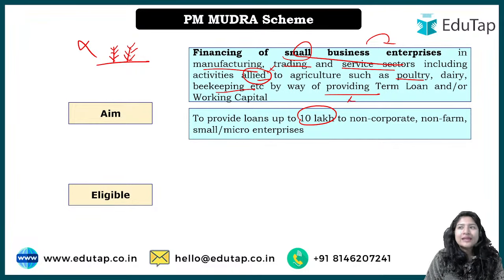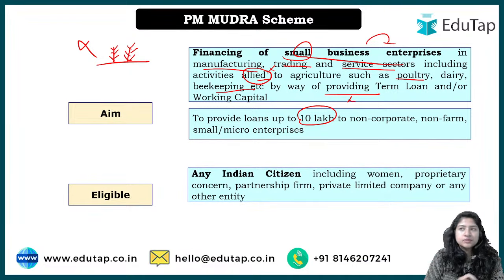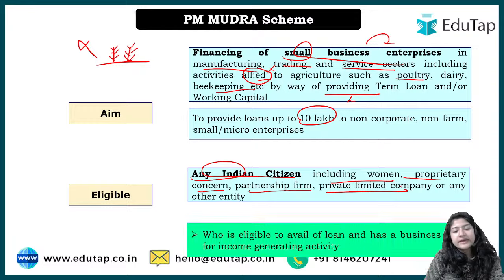Who is eligible? Look, here we are talking about eligibility, right, which companies can take a loan under this. So any citizen of India, including women, proprietary concern, means you have a business, partnership firm, anyone can take it under this, okay.